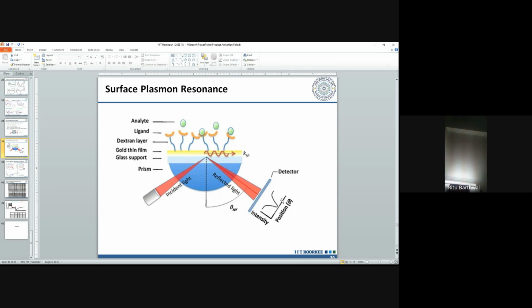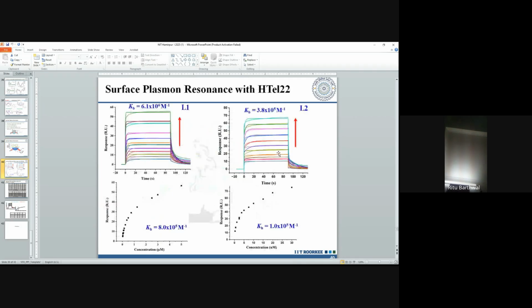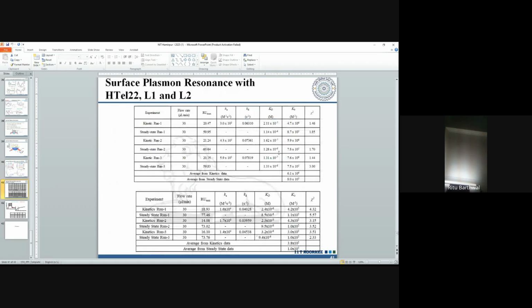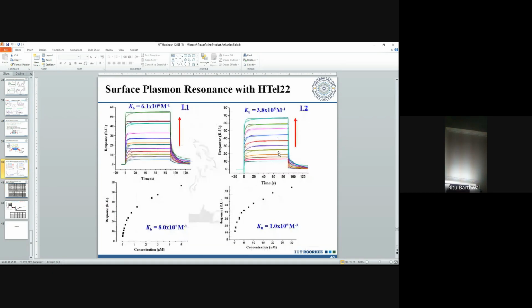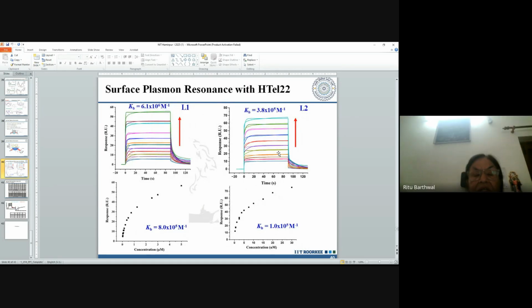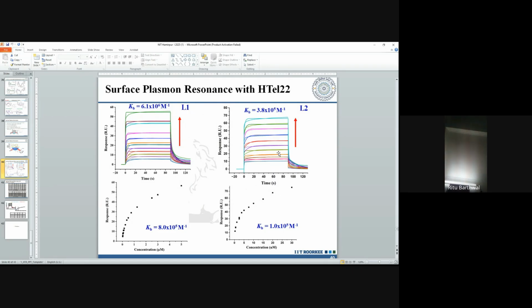I will show you a final slide, one of the examples that is in slide number 40. Here, this is the surface plasmon, sorry. Slide number 40 and 41, these are the last slides, in fact. So this is what you can see. With HTL22, we have added L1 and L2. So what's happening? So actually first DNA is fixed on the slide, on the gold thin film.